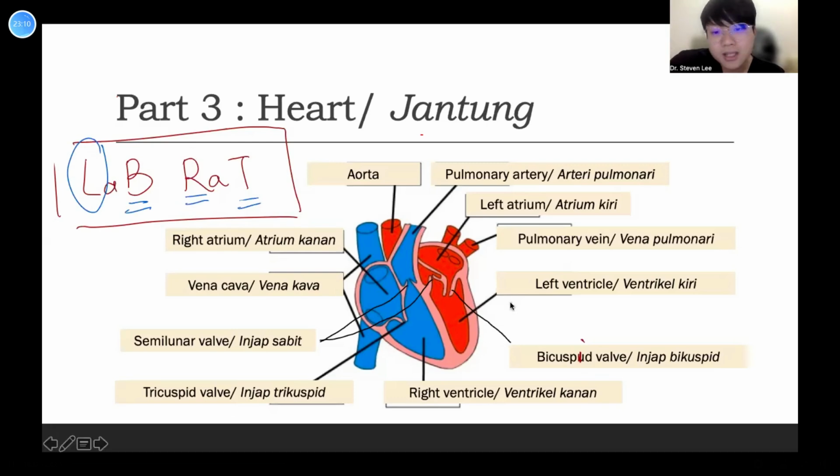Ataupun terbalik. Sebab valve boleh tanya dalam soalan. I've seen this came out last year, one of the trials. They asked about valve. And then, bila dia focus on valve, dia tanya valve, you kena smart. Valve punya function is to prevent backflow of blood. Everyone know. Correct not? Okay? But you need to be specific.